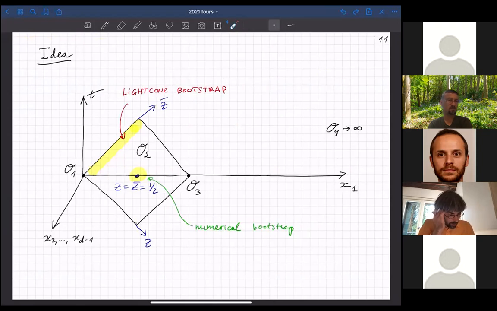So basically, in this light cone bootstrap, as I said, there are these two variables z and z bar, and in the numerical bootstrap, you work in the middle, at z and z bar equal 1/2. And in the light cone bootstrap, you work along this boundary of the causal diamond, where z goes to 0, but z bar stays finite.